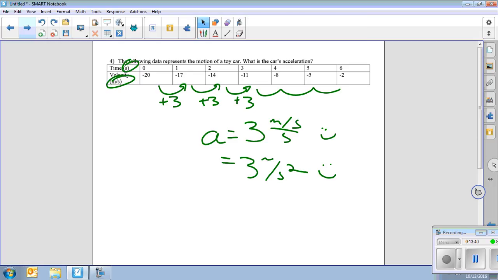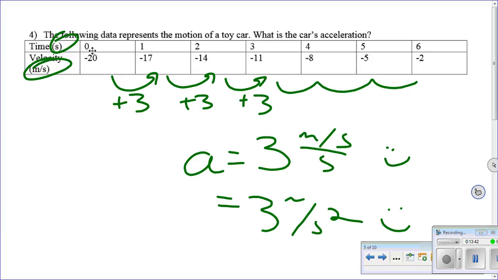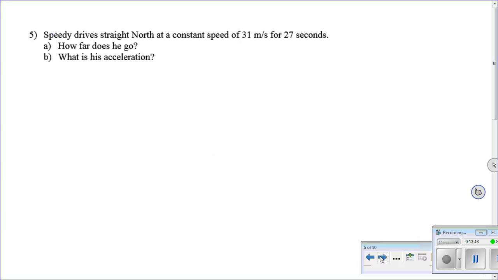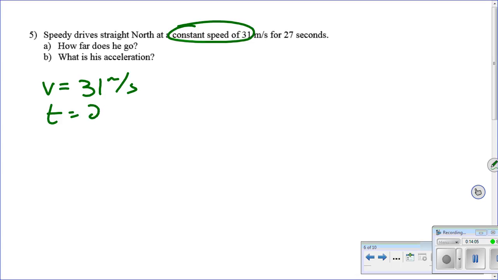All right. I guess I could have full screened this, right? All right, let's see, what else? All right, number 5. Oh, look at this. Speedy drives straight north at a constant speed of 31 meters a second for 27 seconds. Well, going 31 meters a second means exactly that. You're going 31 meters every second. So that's my velocity. Notice it's constant. And then my time that this occurs for is 27 seconds.